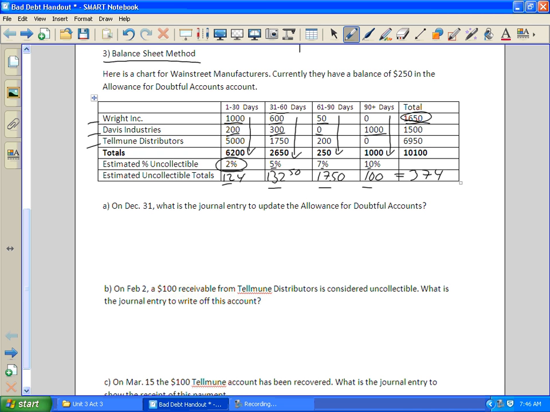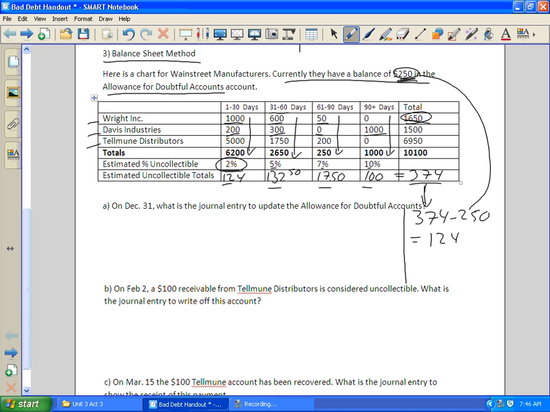They already have a balance of $250 in the allowance for doubtful accounts. So when we make our journal entry, we don't actually debit bad debt expense and credit allowance for doubtful accounts for 374. We're going to take the difference. So quickly, I'm going to take 374, which is what we calculated right here, and subtract the 250 from up here, and that gives us $124.